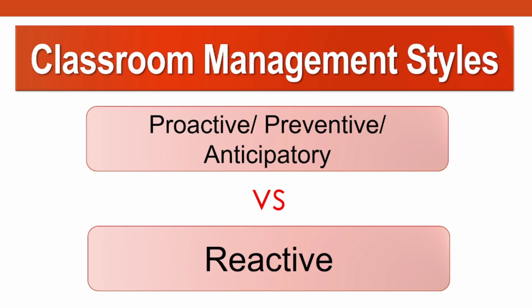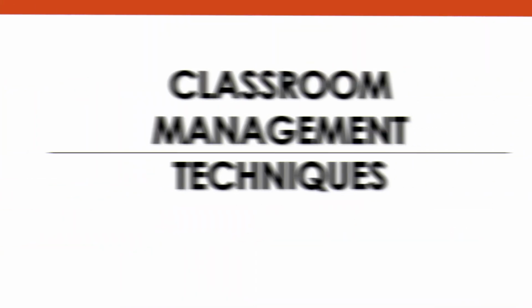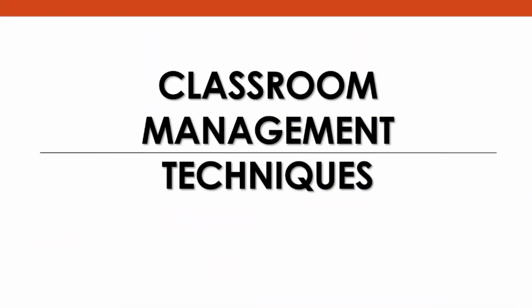On the other hand, reactive management involves addressing issues as they arise. For instance, if a student is talking out of turn, you might stop the lesson to address it. While necessary at times, relying too much on reactive strategies can lead to a chaotic classroom where much of your time is spent on discipline rather than teaching. Focusing on prevention rather than just reacting to problems helps you maintain a smooth, learning-focused environment.